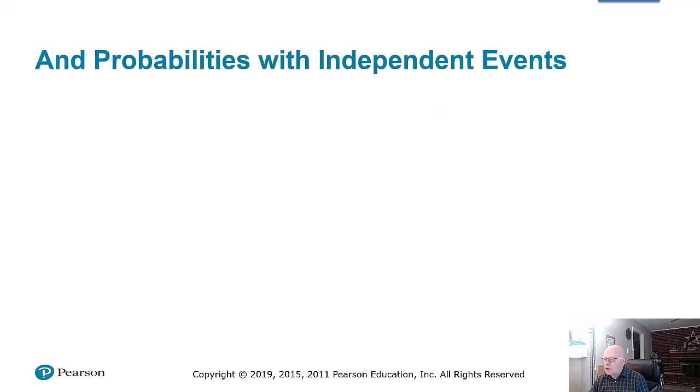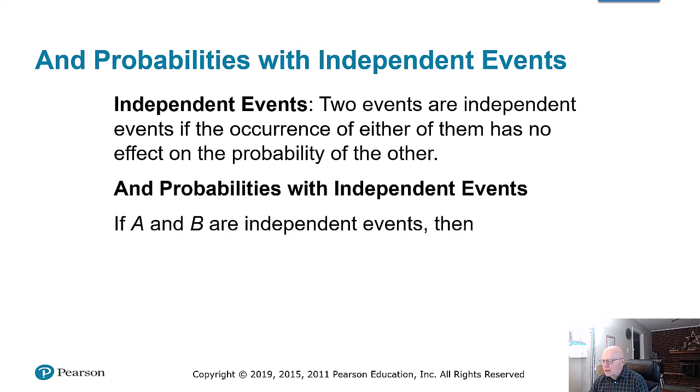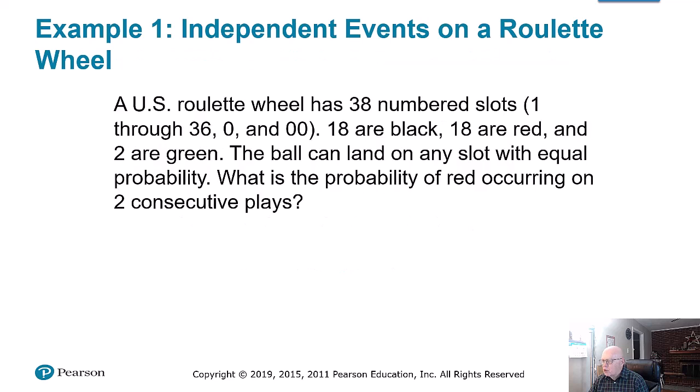So first of all, what are independent events? They're ones where neither of them affects the probability of the other. If they're independent, then all you need to do is multiply the two individual probabilities. Done. So what about independent events? Well, let's look at a US roulette wheel.